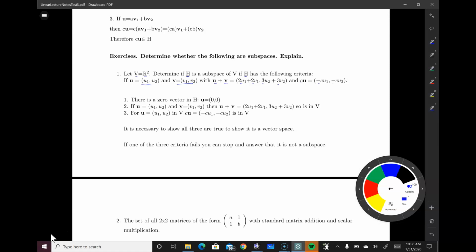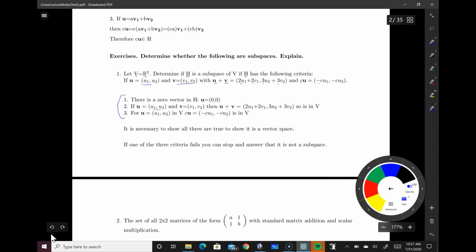Okay, so first off, I have to establish the 3 criteria are satisfied if it is a subspace. So there is a 0 vector because I can let u1 and u2 be 0. So there is my 0 vector, that is one of the criteria for establishing it's a subspace.